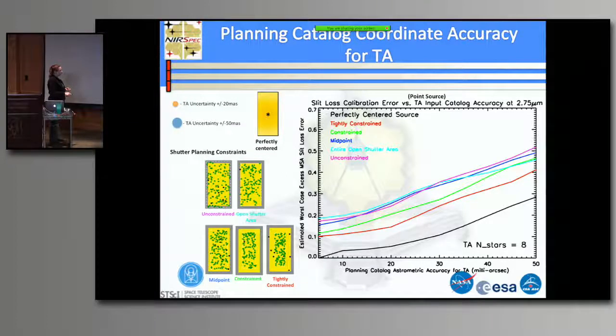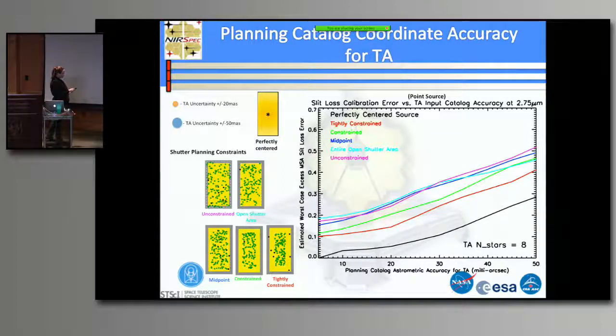Because if you've got, for example, a source up here in the corner and you have a 10 milliarcsecond uncertainty, that's going to translate to 20 milliarcseconds in the target acquisition, so your source could be there or your source could be there. But you do not know exactly where it is in the shutter, and that translates to not doing the correct aperture slit loss. So this is basically the worst case excess slit loss that you don't know about because you don't know your centering as well.